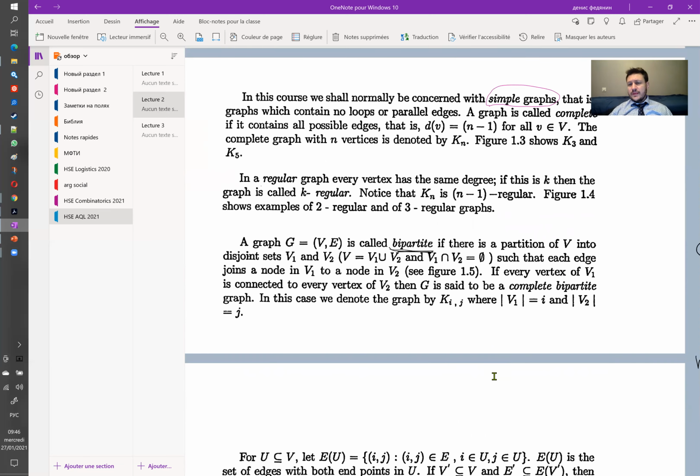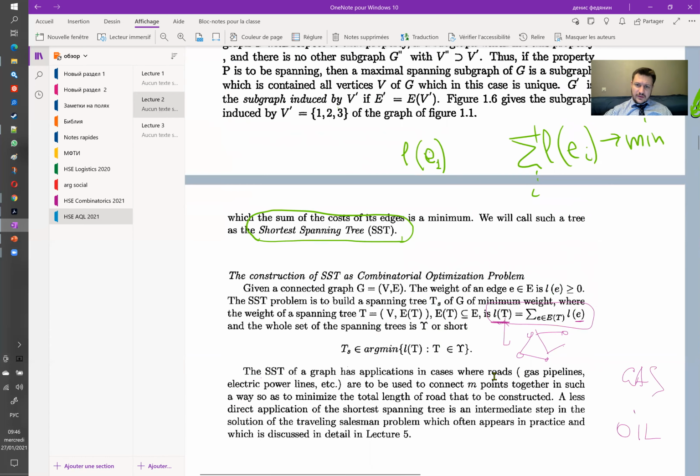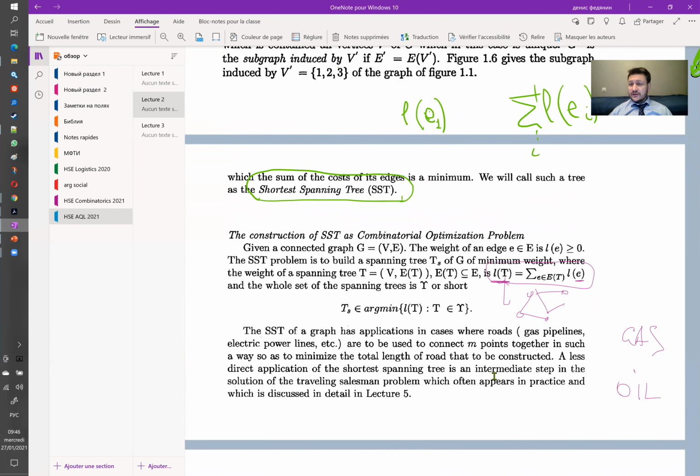We were talking about what a regular graph and a bipartite graph are, and what the shortest spanning tree is. Today we will touch this a little more. The shortest spanning tree is just a tree such that every node in our graph is included in this tree, and at the same time the edges have the minimal total cost.